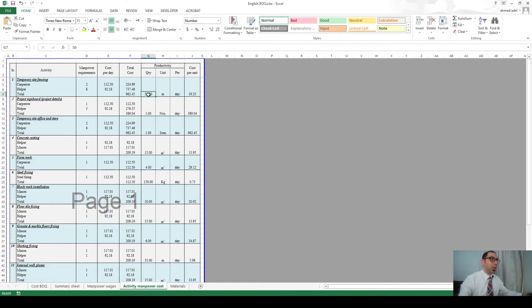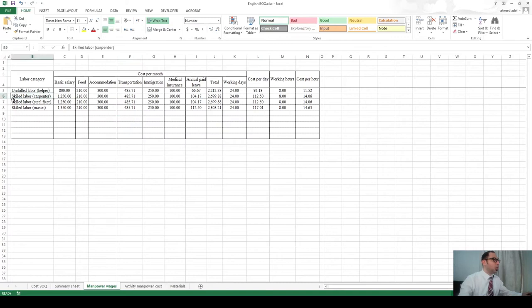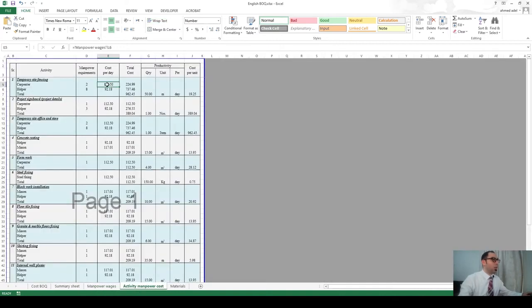temporary fencing per day. So first of all, these 10 laborers, 2 carpenters and 8 helpers, how much will they cost me per day? The carpenter will cost me per day as per these calculations here. This is the carpenter, for example. We calculated his salary and everything, and the cost per day is 112. So this cost per day will come here, 112. And the helper similarly is costing me 92.